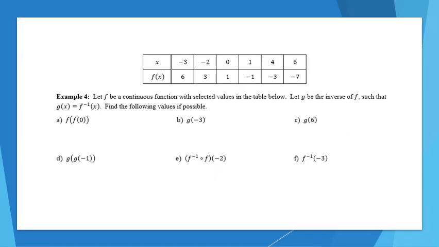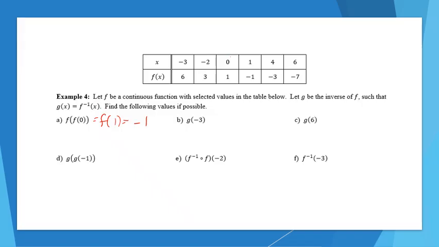Example 4, we have one more of these tables to work with. Here we have a composite f of f of 0. This should be f of 0 is 1, so this is really just f of 1, which from the table is negative 1.